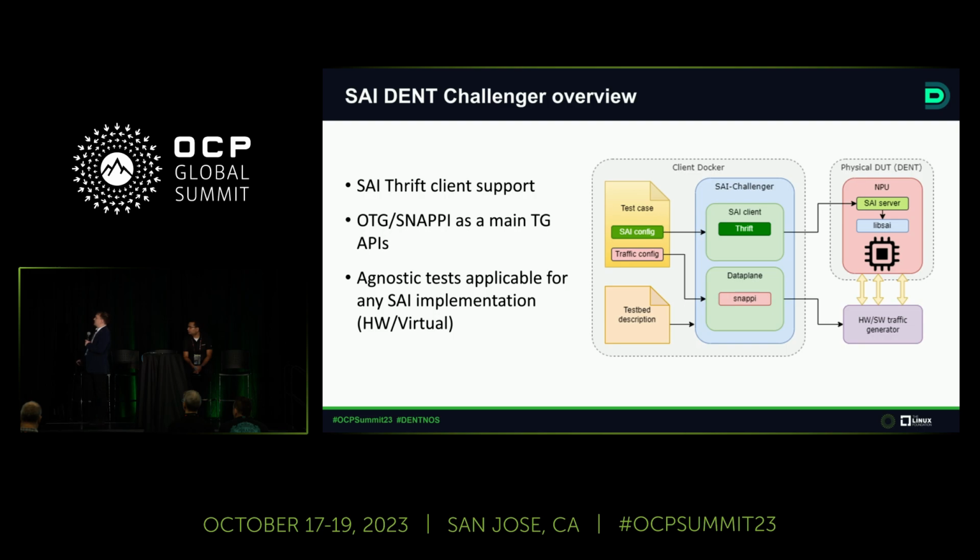So it consists of two major parts. Number one is the test case itself and the testbed definition. The Challenger is, as I said, the OCP open source project. There is a client running which connects to the SAI server running on the box. And we also have the data plane, which is abstracted as well, and the capability to utilize hardware and software traffic generator to basically make sure that it's not just API-wise compatible, but also data plane-wise compatible.